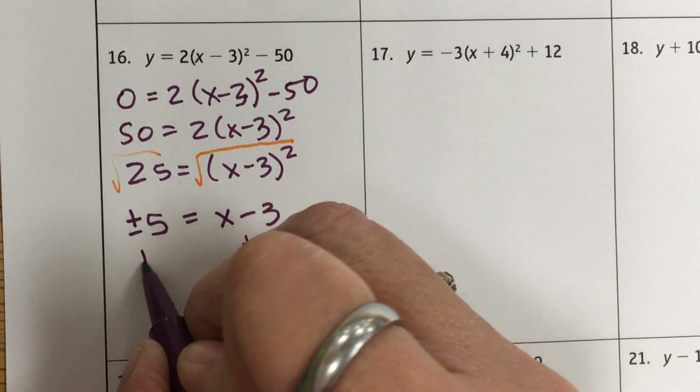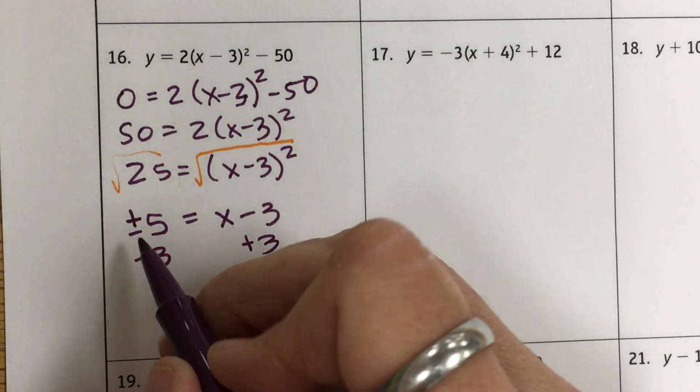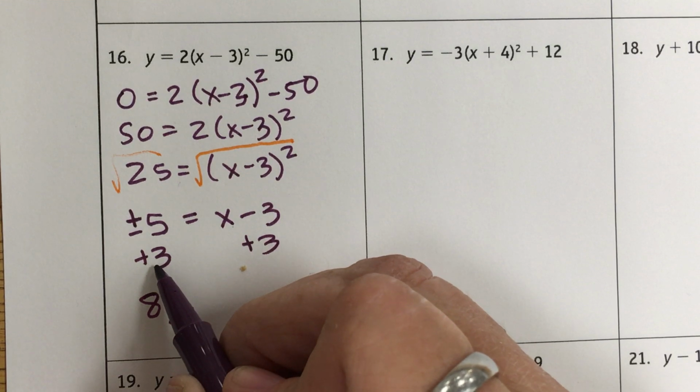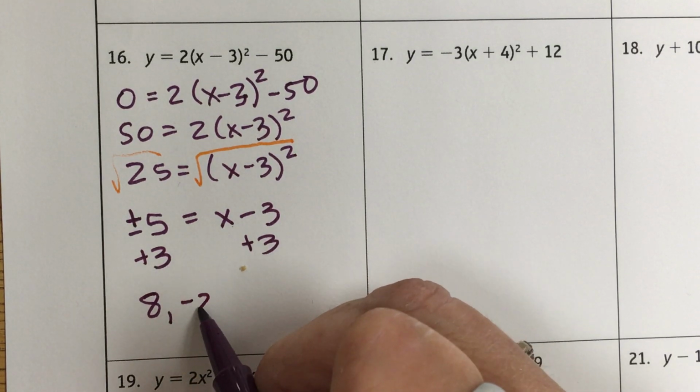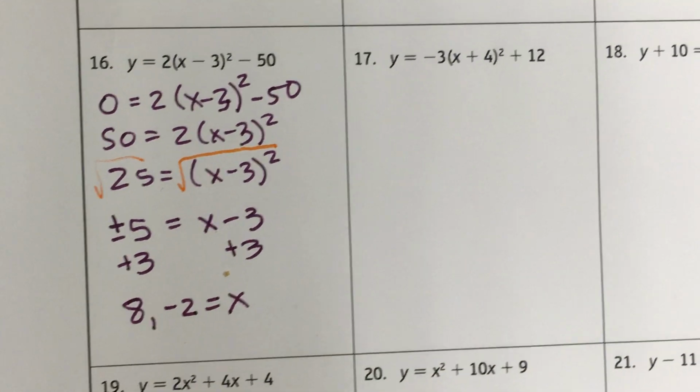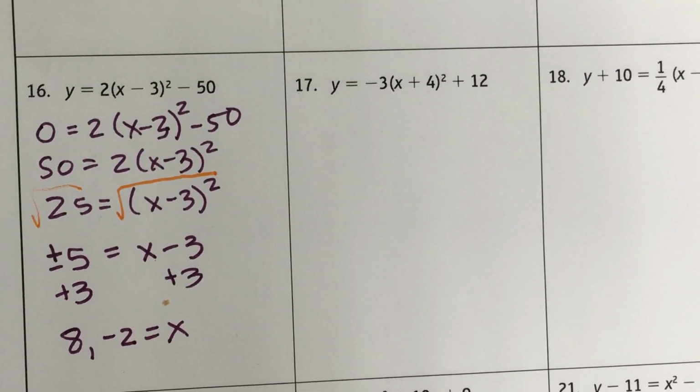I'm going to add 3 to both sides. Positive 5 plus 3 is 8. Negative 5 plus 3, negative 2, is equal to x. Now, I want you to go ahead and do the other two problems.